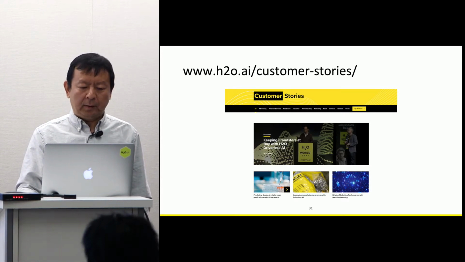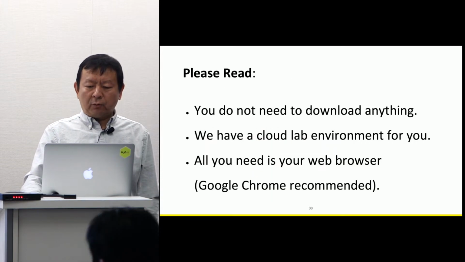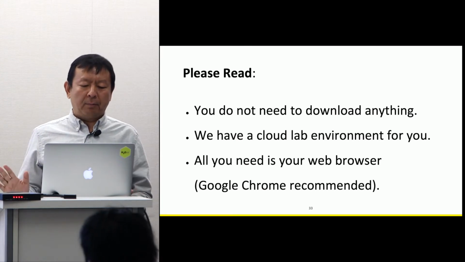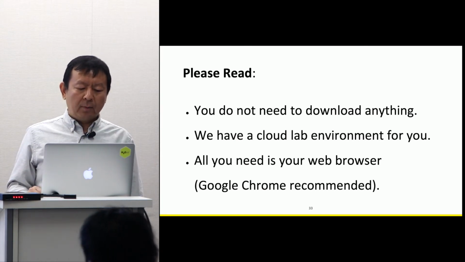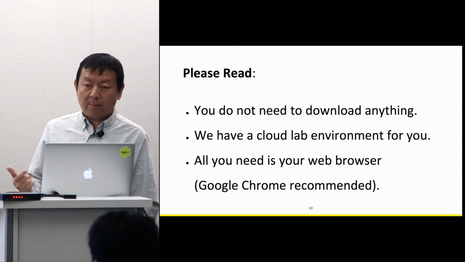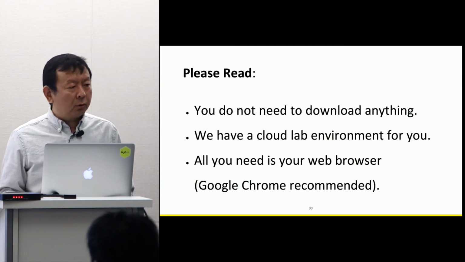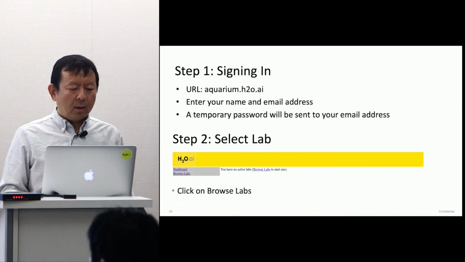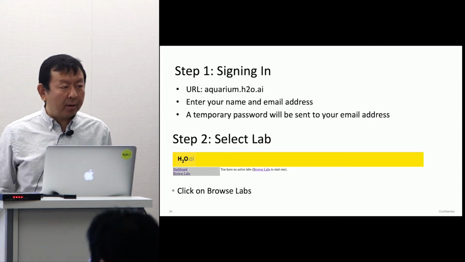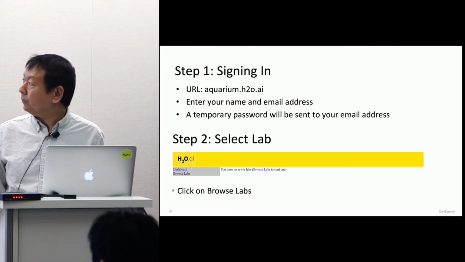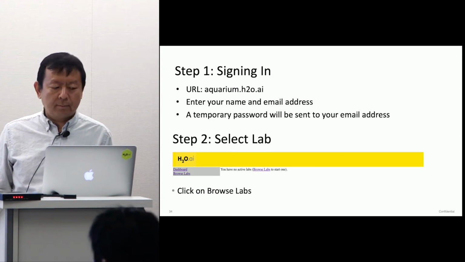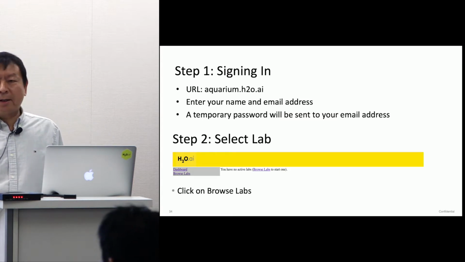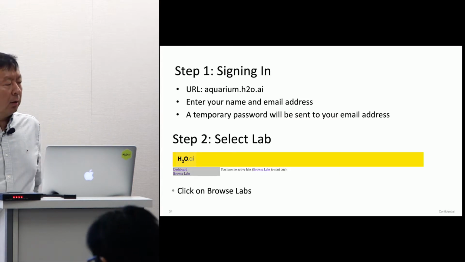Yeah, let's just quickly go to the lab. You don't need to do anything, and you don't need to download anything, but you need to go to your web browser. Google Chrome is recommended, but you can try others. Just go to your web browser, go to aquarium.h2o.ai. If you don't have the Wi-Fi connection, here the password is meetings or lower number meetings.